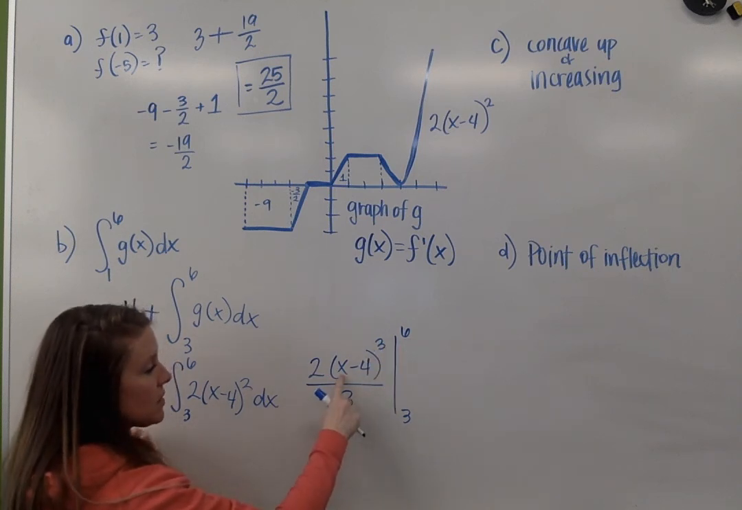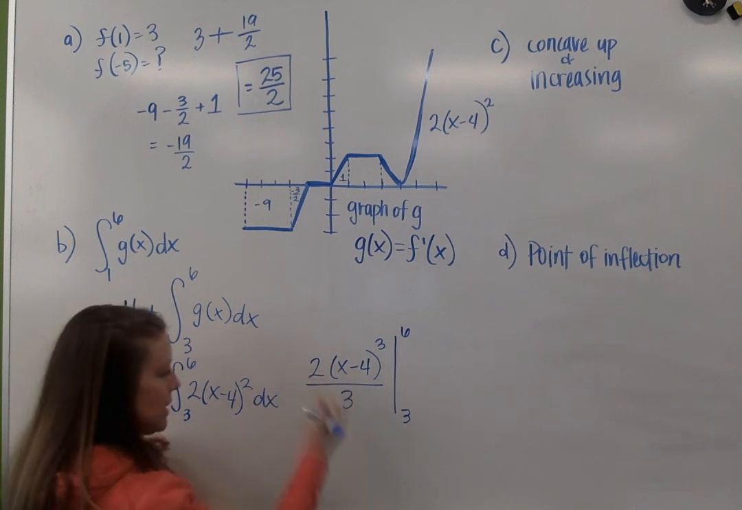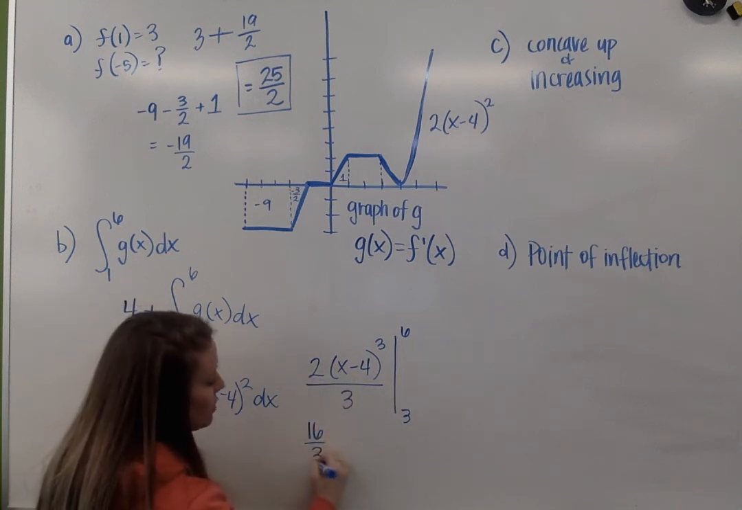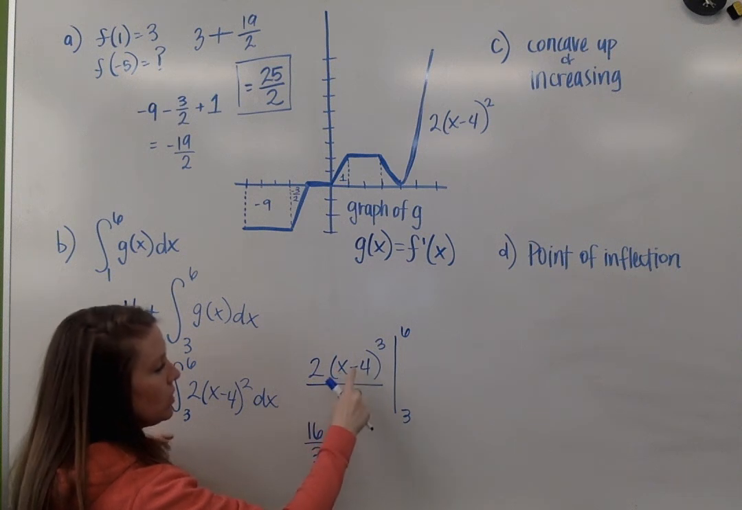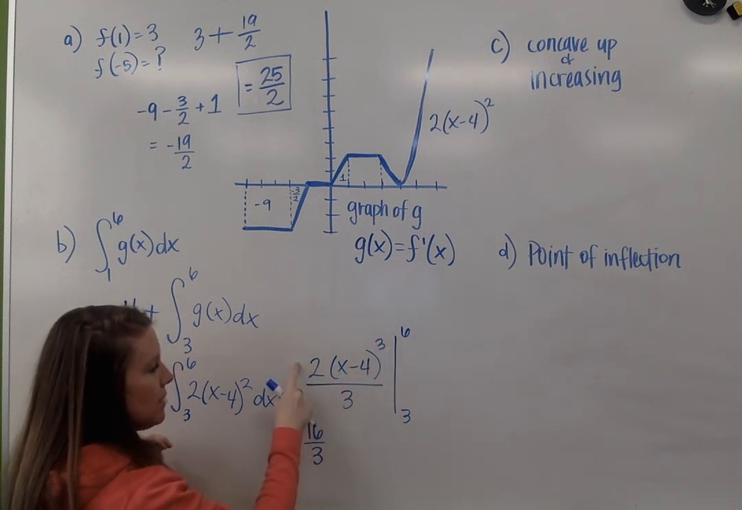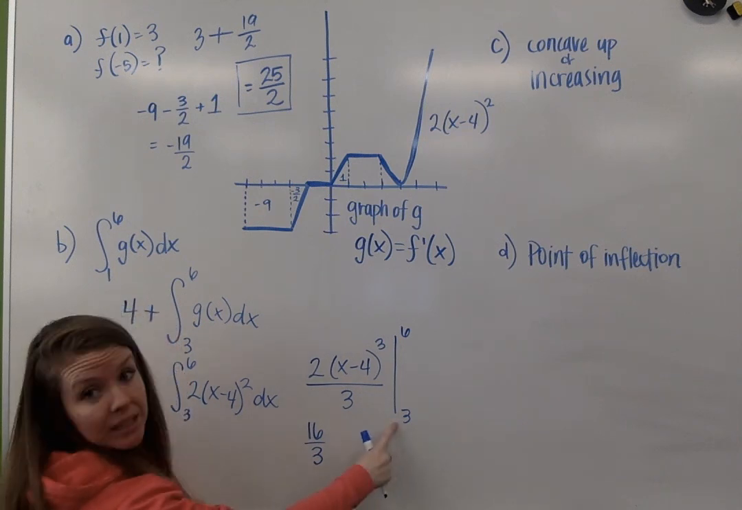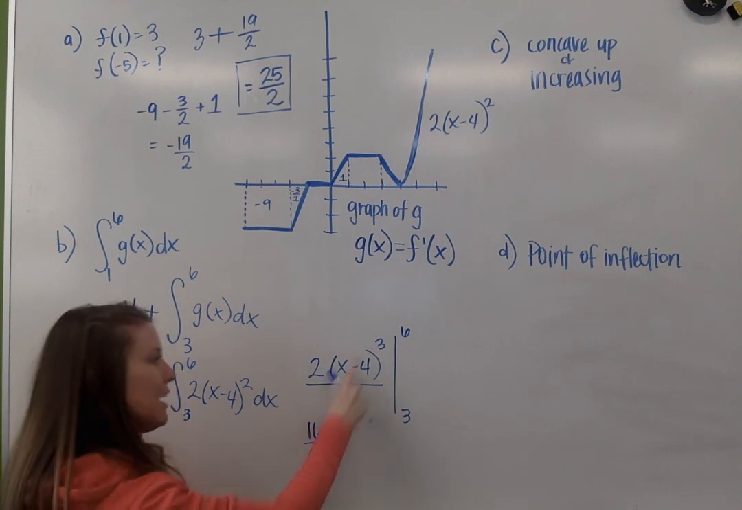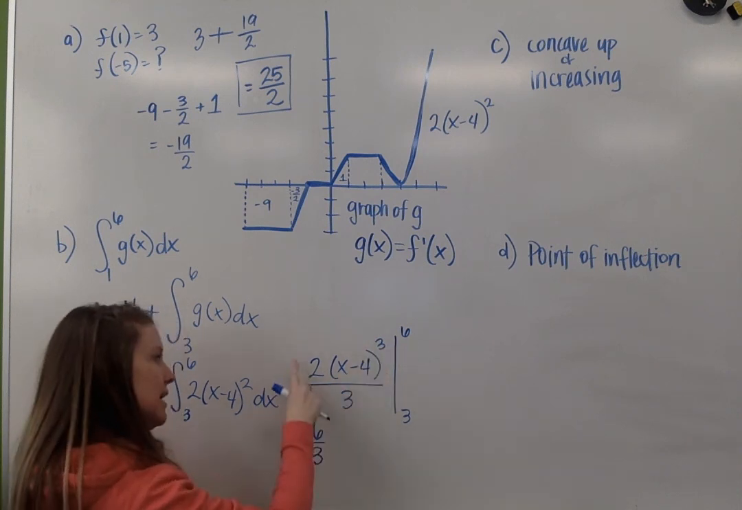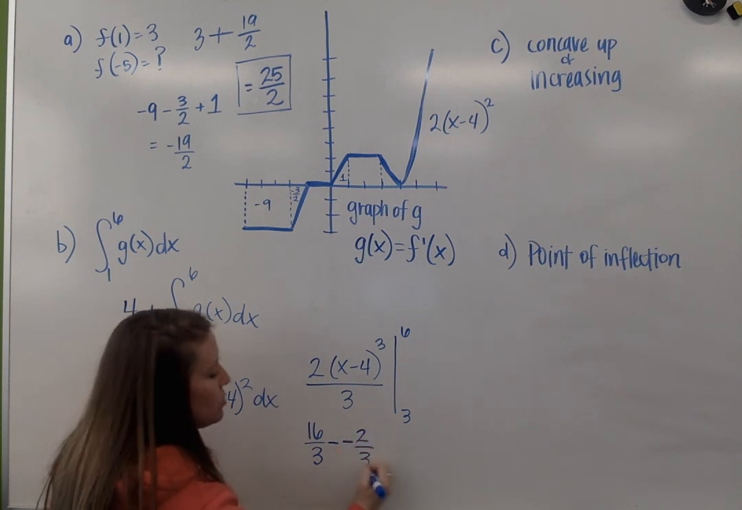So I'm going to plug in 6. 6 minus 4 is 2. 2 cubed is 8 times 2. This gives me 16 thirds. Again, 6 minus 4 is 2, 2 cubed is 8 times 2 is 16 over 3. Then I'm going to plug in 3. 3 minus 4 is negative 1. Negative 1 cubed is negative 1 times 2. So we're going to subtract a negative 2 thirds.